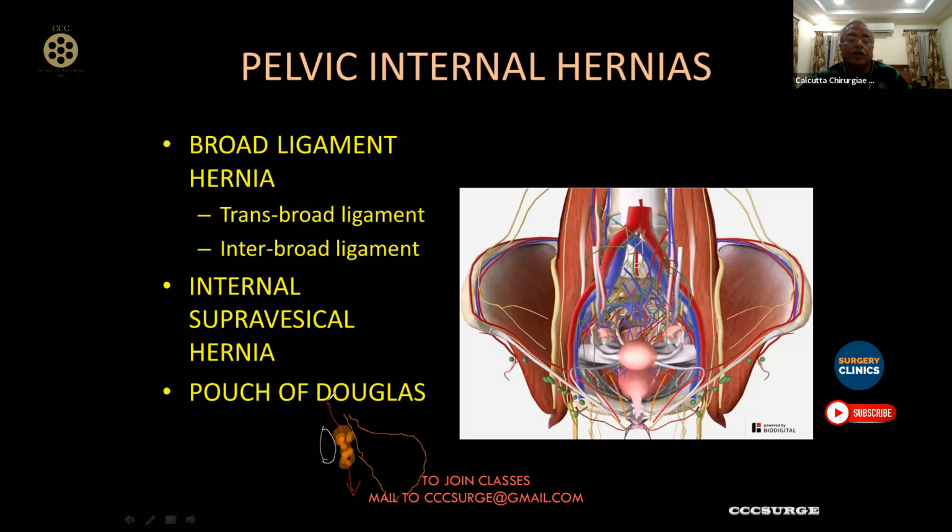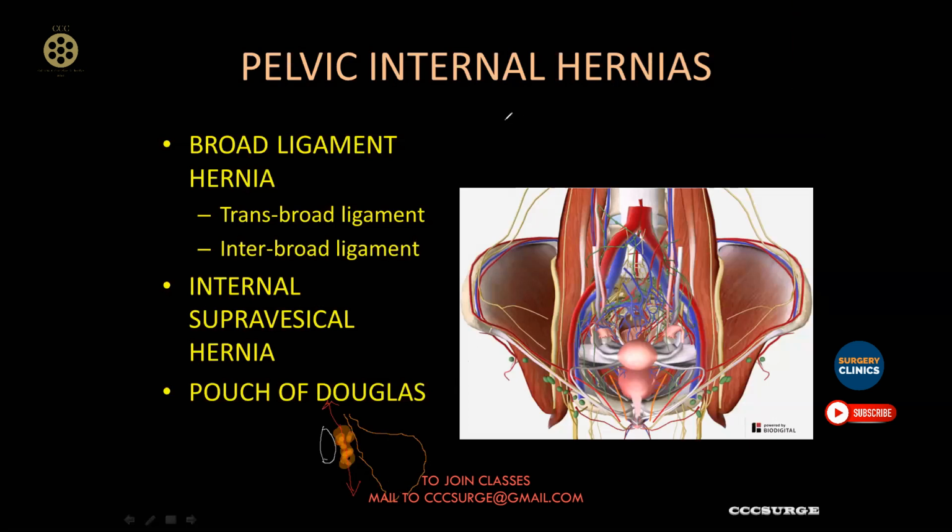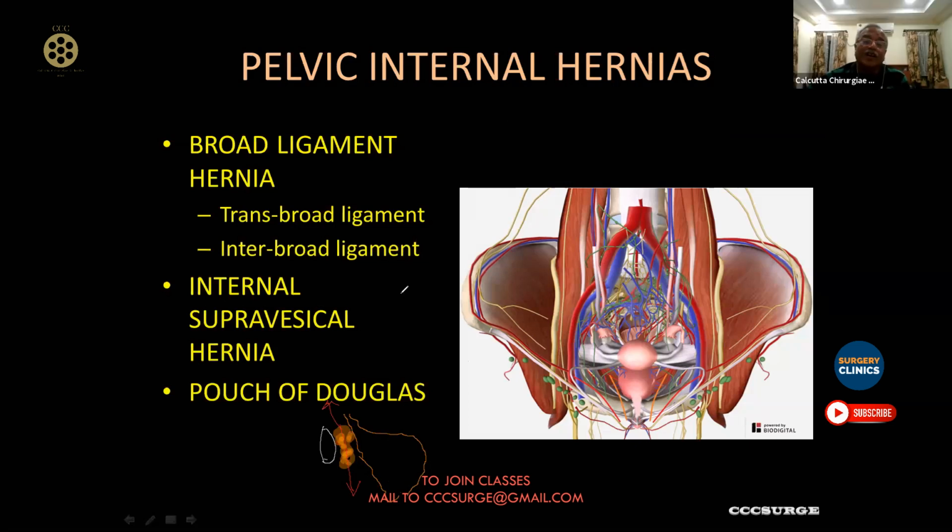What happens if it goes up? It's no longer called an internal hernia. Why? It will come out through the umbilicus and be an umbilical hernia. No, it doesn't come out through like this. Okay, let me just draw.